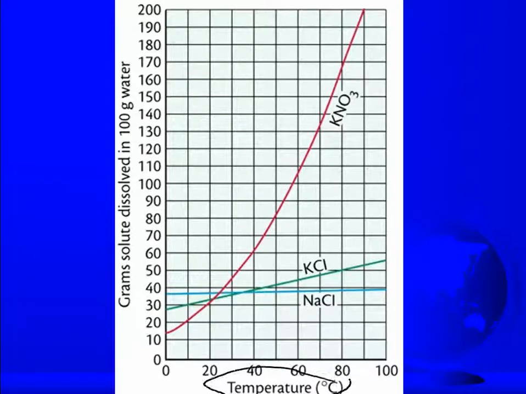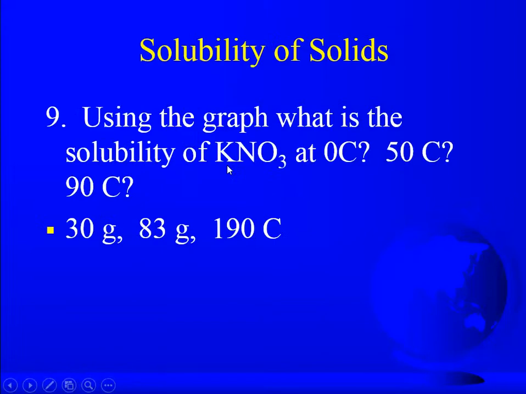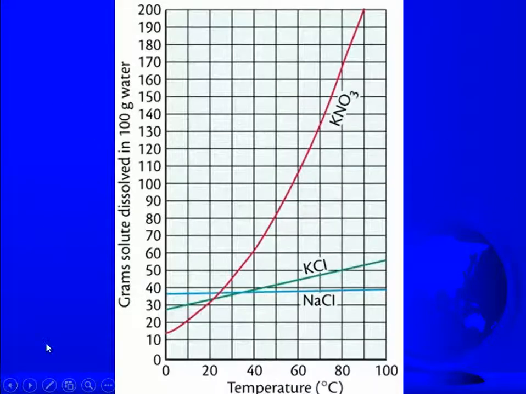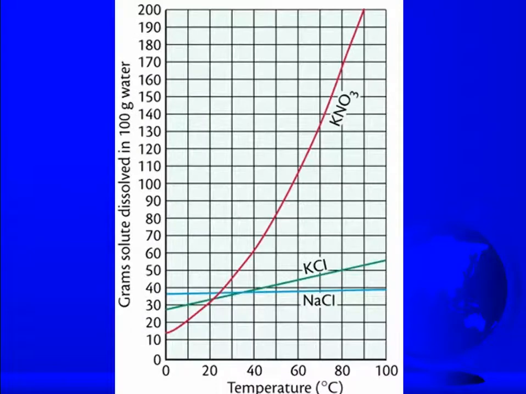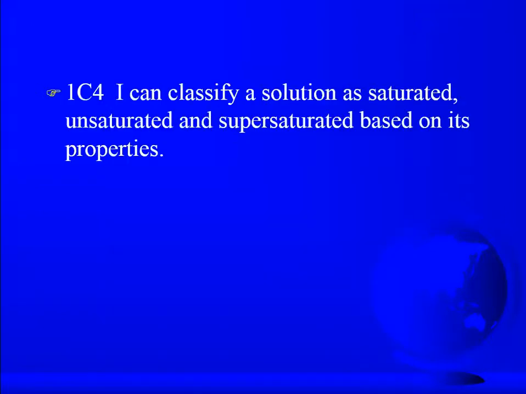Okay, so you have temperature down here, and then this is the grams of solute per 100 grams of water. So it's always per 100 grams of water. So what happens to this graph as the temperature increases for all three of these things? Exactly. All right. Let's see if we can interpret this graph in order to get some information.